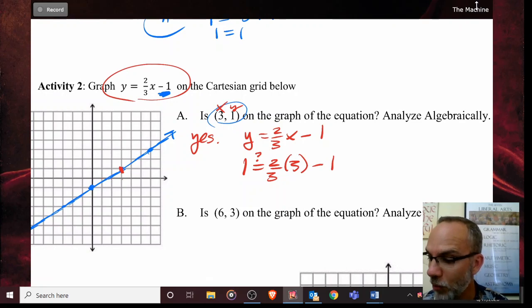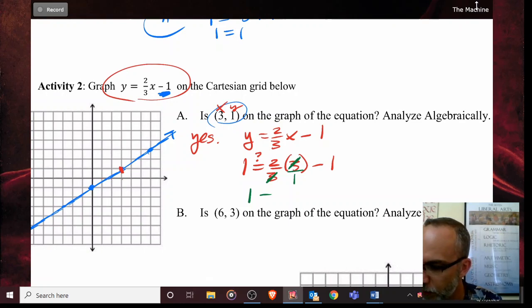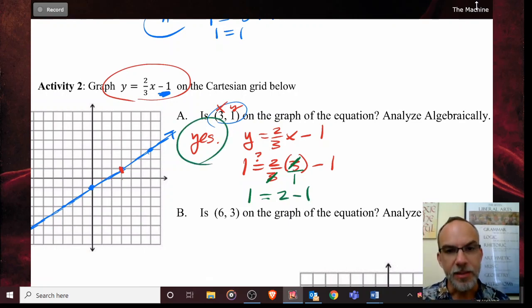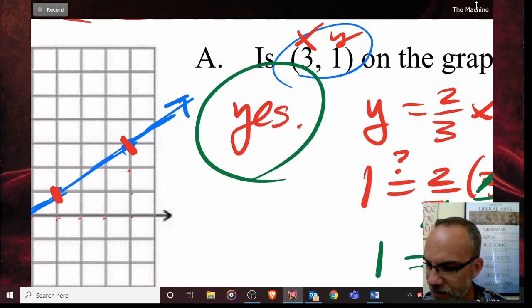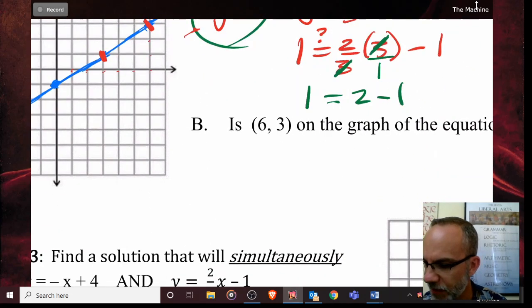And you should know that the whole number 3 is 3 over 1. And if I have a 3 on top and a 3 on the bottom, when I multiply, they cancel. So is 1 equal to 2 minus 1? Yes, it is. All right, so how about (6, 3)? Is (6, 3) on the graph of the equation? I'll go back to red. 1, 2, 3, 4, 5, 6, 1, 2, 3. That point right there, that's (6, 3). I still think it's yes, but let's find out.